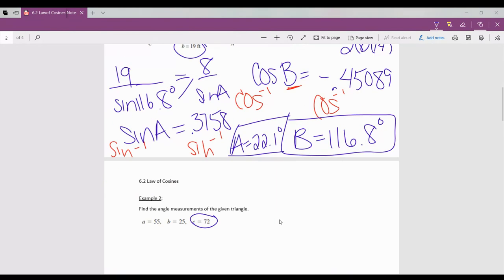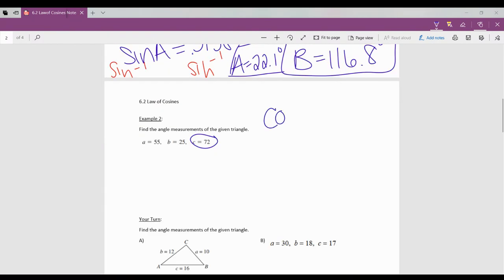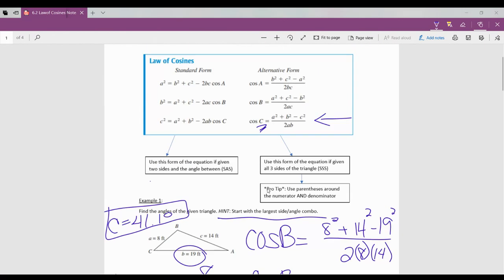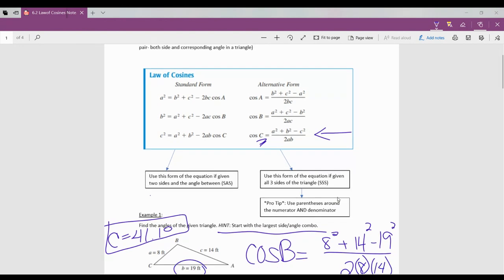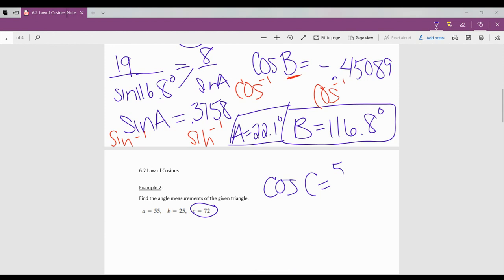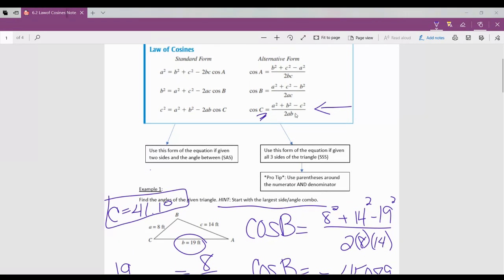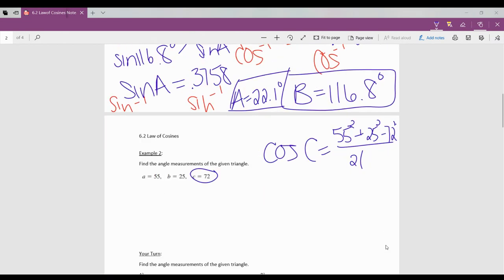So we're going to do cosine of C equals, and then it was A squared plus B squared minus C squared. So A squared, 55 squared, plus B squared, 25 squared. Oh, I have a feeling I'm going to run out of room. Minus C squared, 72 squared, all over 2 times A times B. So 2 times 55 times 25.